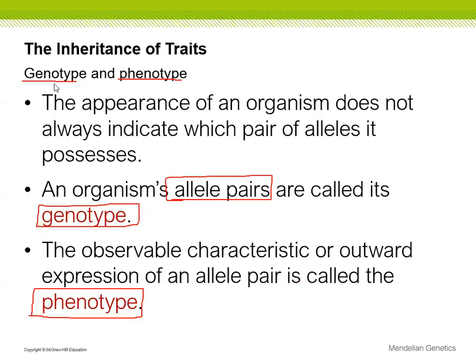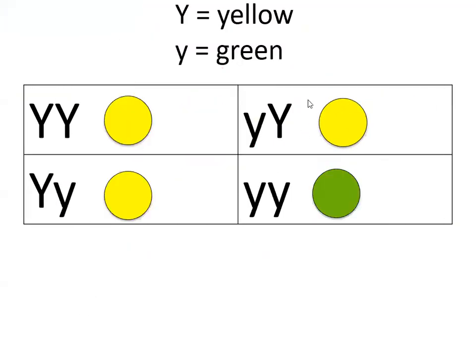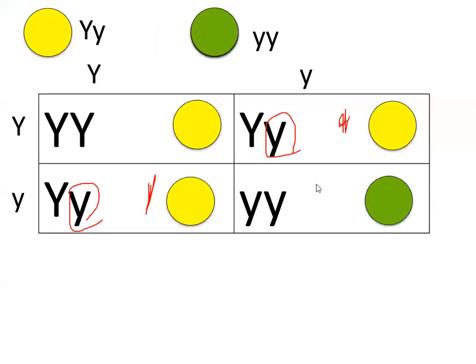So again, we looked at things also called genotypes and phenotypes. Genotypes are the allele pairs. It's the genetics. The phenotype is what it looks like. This P right here on the top right corner, it looks like it's a dominant one, but it carries the gene that it can pass on and make green peas if it breeds with the right pea.